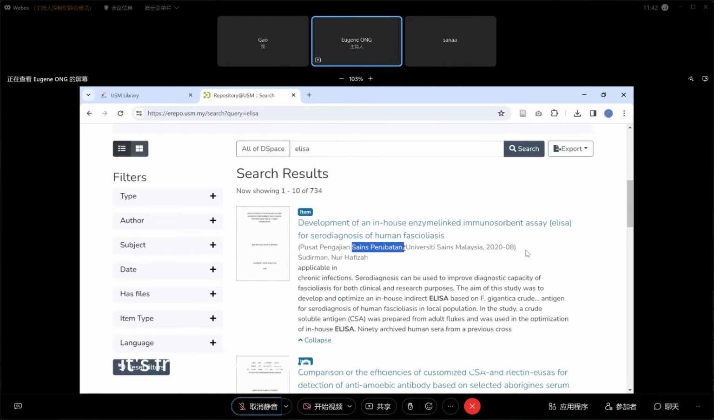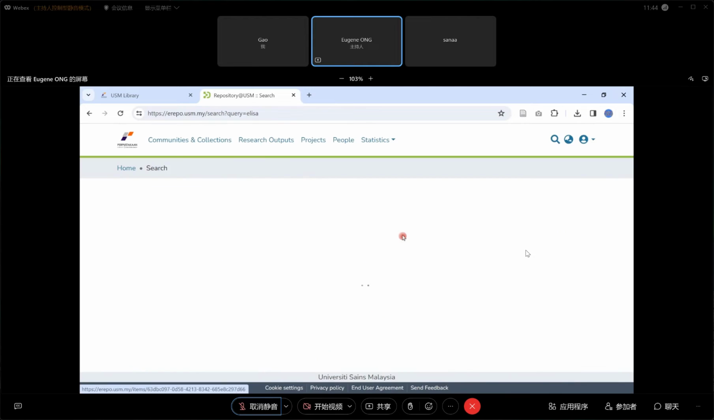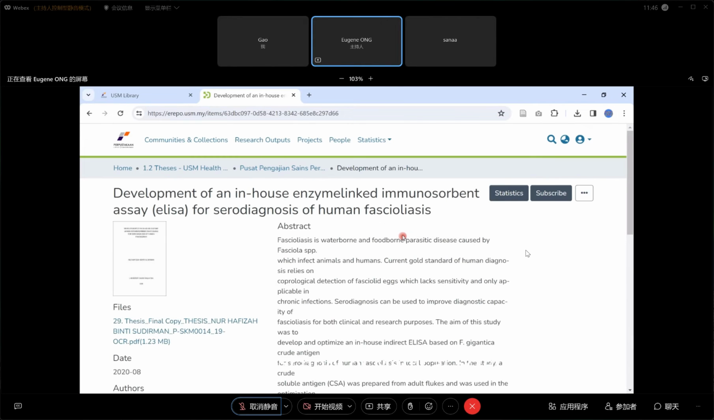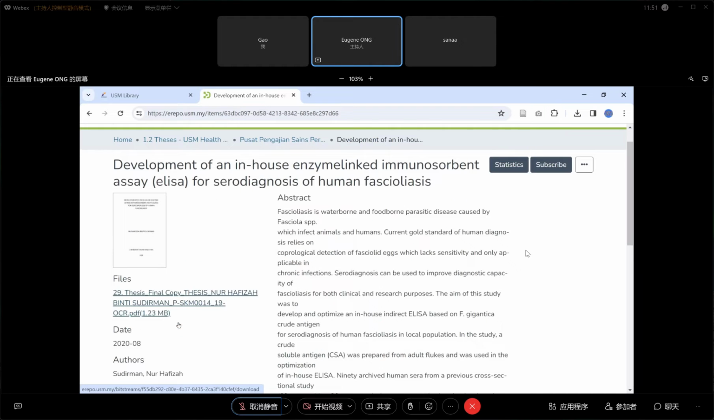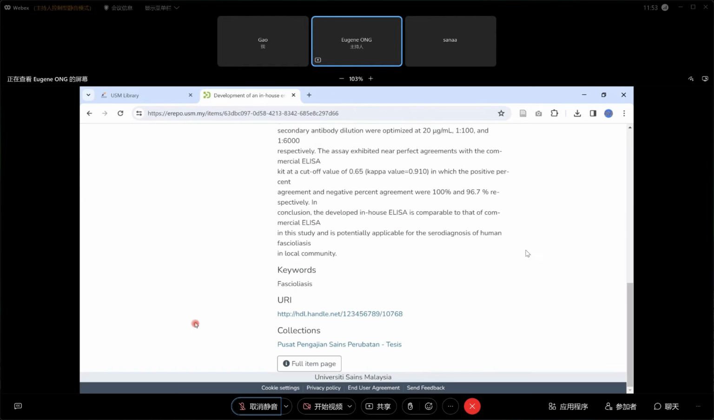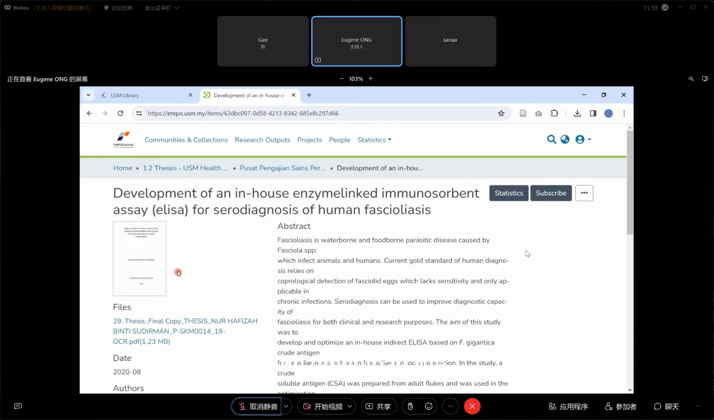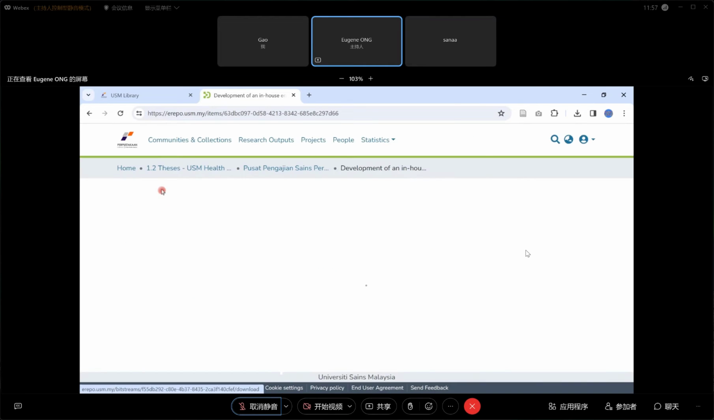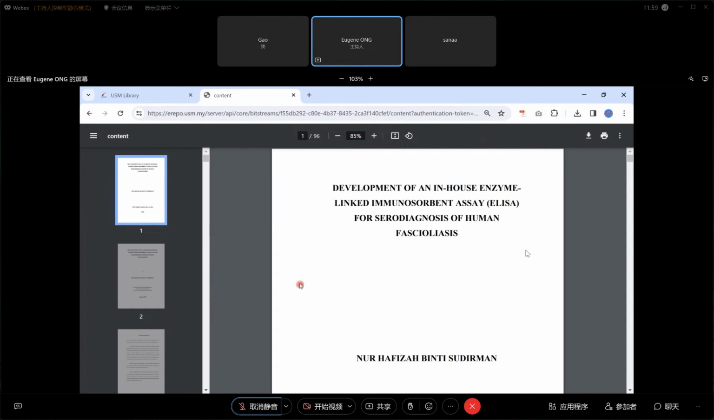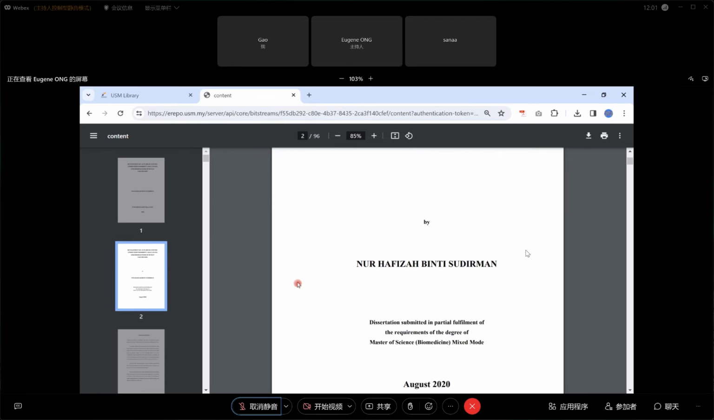It's from Science Perubatan, which is the medical school of medical sciences. And download the thesis, of course. So this is a Master of Science, Biomedicine Mixed Mode, right? So you can see the examples of the thesis for almost all.